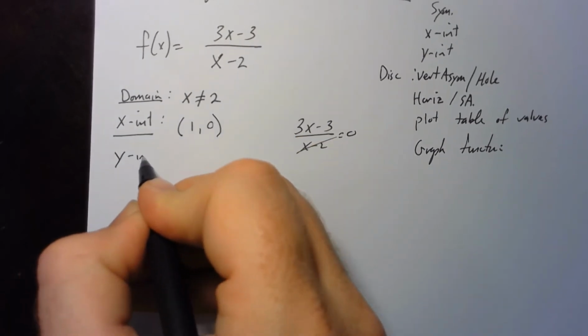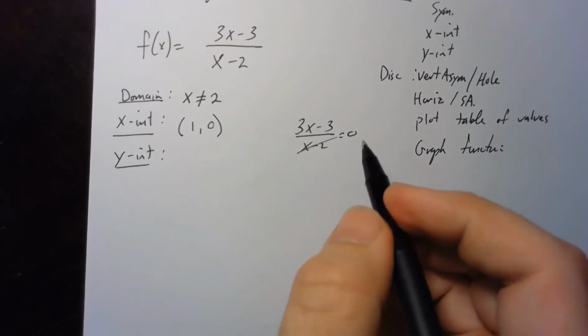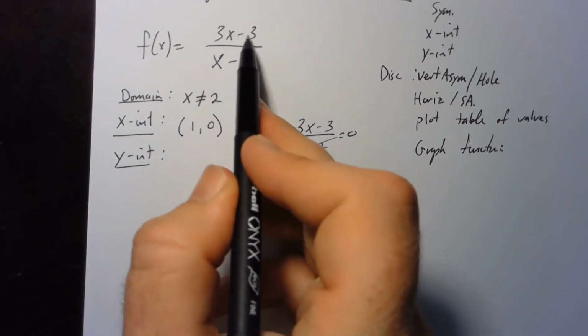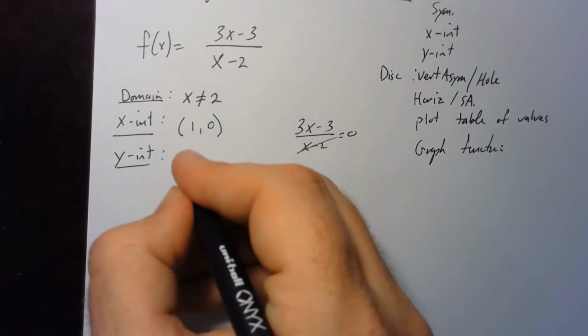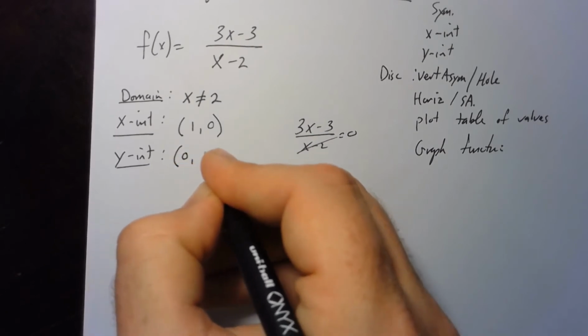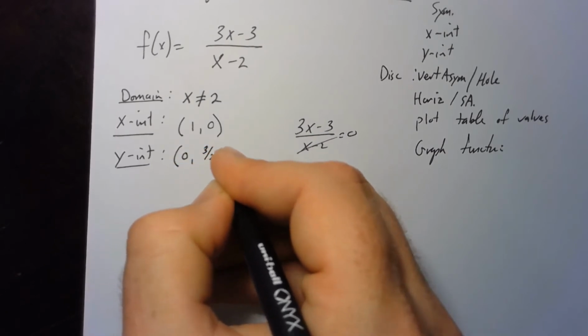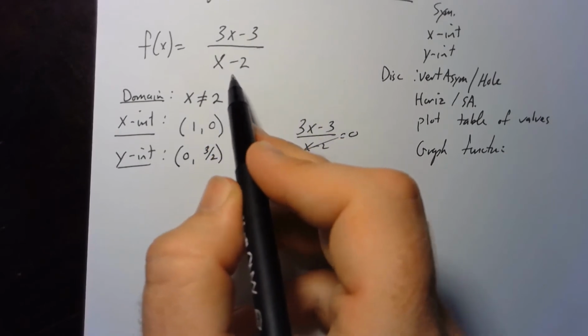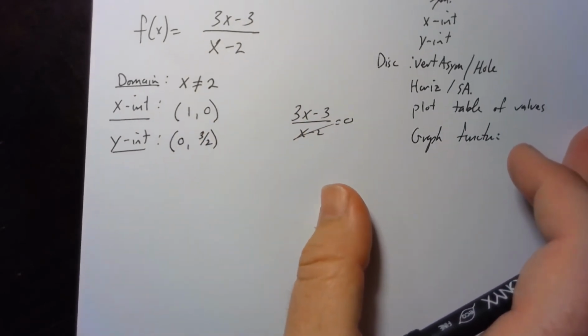If I'm looking for my y-intercept, we're again just going to plug in 0 for x. In doing so, this is going to be negative 3 divided by negative 2. So I'm going to have 0 for my x value and positive 3 halves, because again it's a negative 3 divided by a negative 2. So I have my x-intercept and I have my y-intercept.